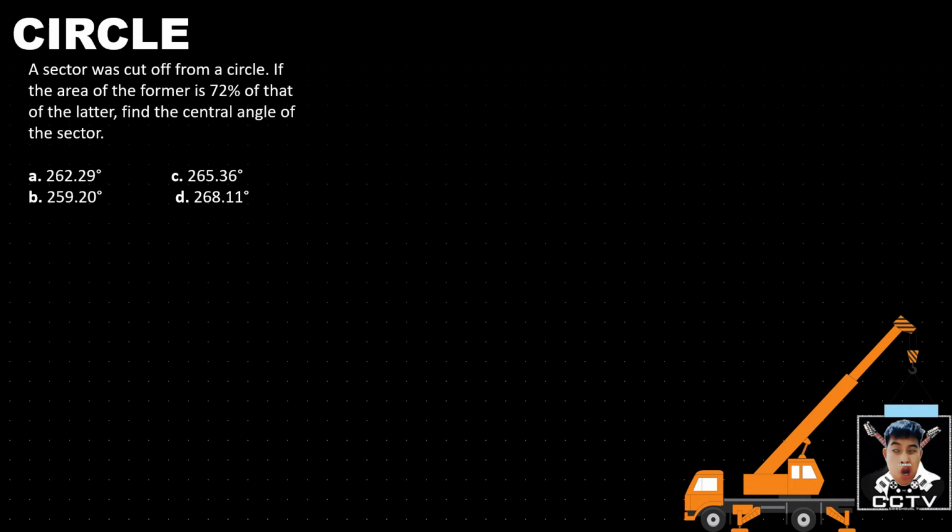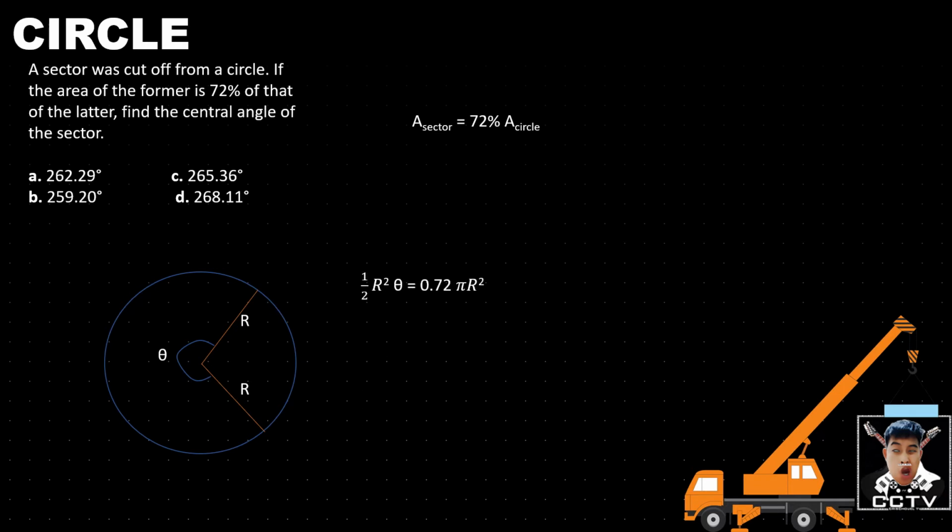Circle again. A sector was cut off from a circle. If the area of the former is 72% of that of the latter, find the central angle of the sector. The area of the sector cut off from a circle is 72% of the area of the circle. Here's the circle, and that's the sector. Radius, radius, and we have our theta.